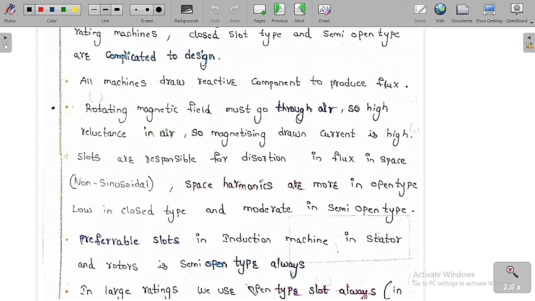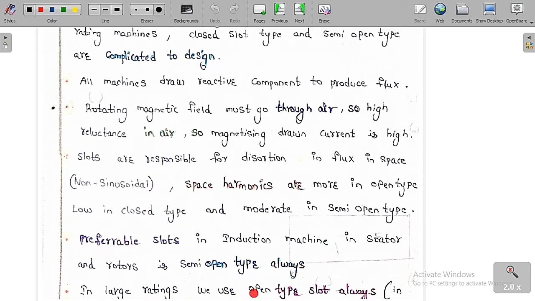So therefore, the preferable slots in an induction machine, in the stator and the rotor, are always the semi-open type.